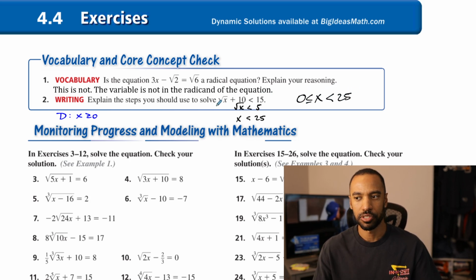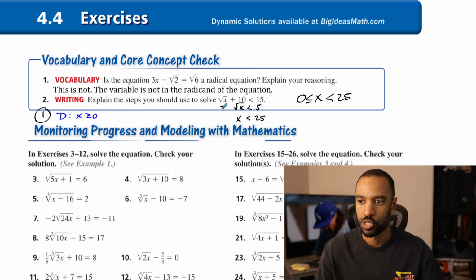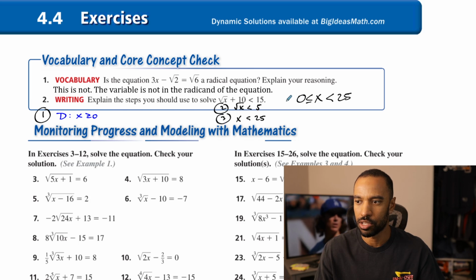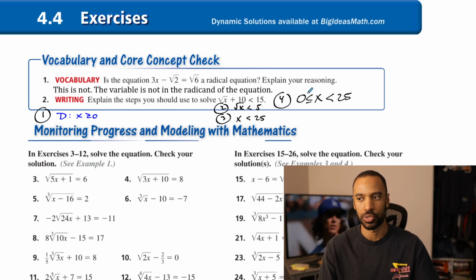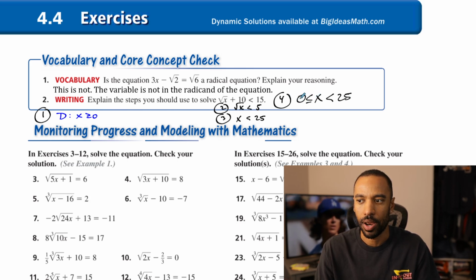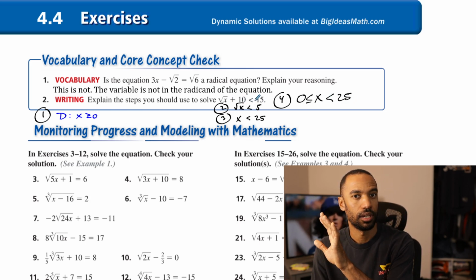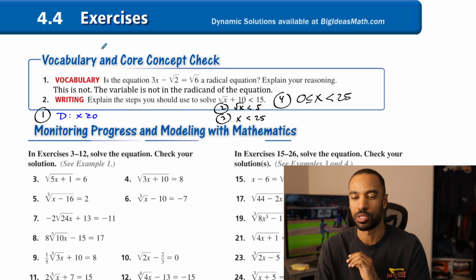I know I didn't write out the steps, but I'm giving you them. So step 1, right here, the domain. Step 2, isolate radical. Step 3, square. Step 4, write your final solution as a compound inequality. So any numbers here, the greater than or equal to 0 will keep these as real numbers. The less than 25 will keep this inequality intact. It'll keep it as true statements.